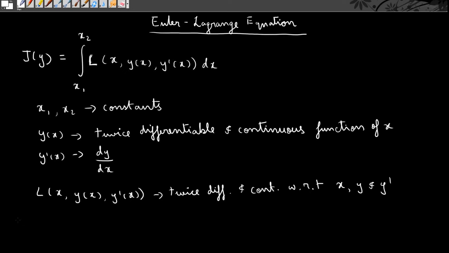Now let's say that the function J of y has a local minima at y equal to f, some value f.